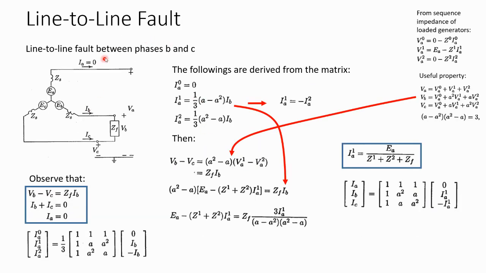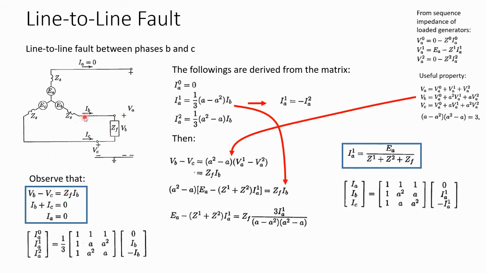Next, we look into the line-to-line fault now. In the line-to-line fault, we have two lines or two phases that are short-circuited through the fault impedance, leaving the other phase open circuit. Under these conditions, we observe that VB, which is from here to here, minus VC, which is from here to here, is equal to ZF multiplied by IB, as such.